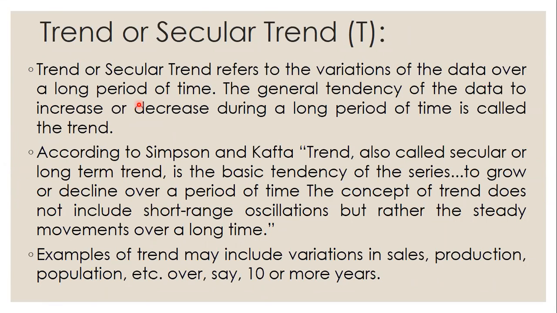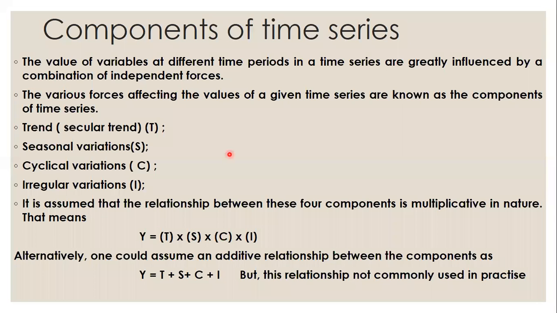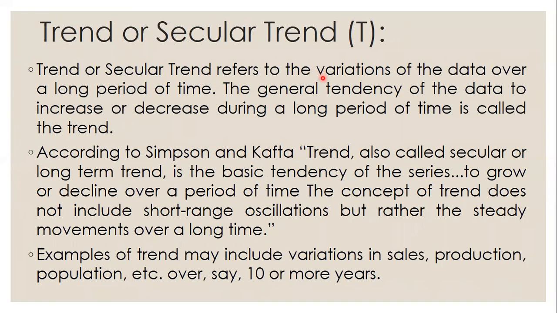Okay, so the first one is trend. Trend is also called secular trend. It is denoted by T. Trend or secular trend, denoted by T, refers to the variation of data over a long period of time.